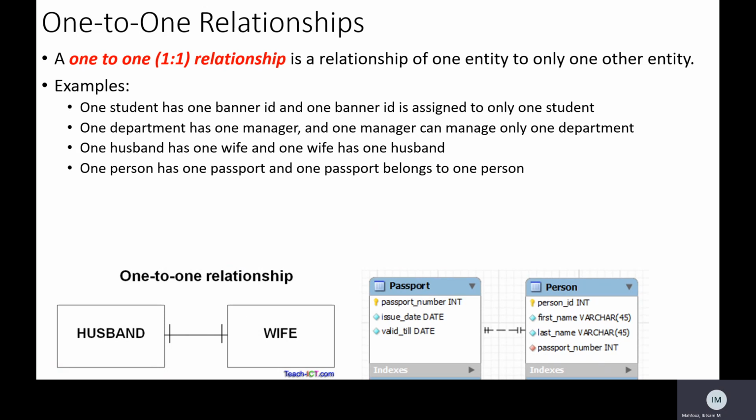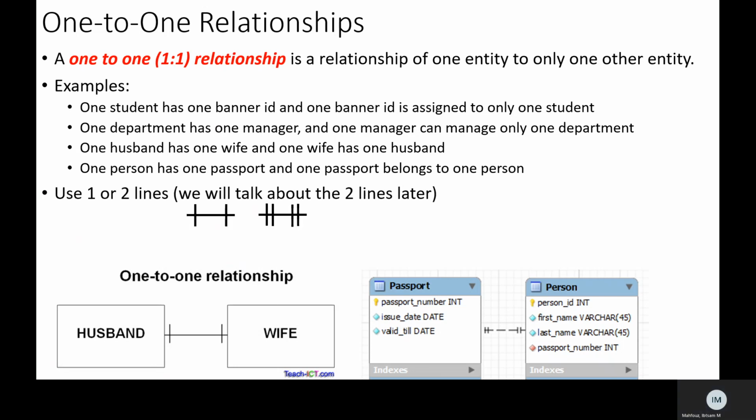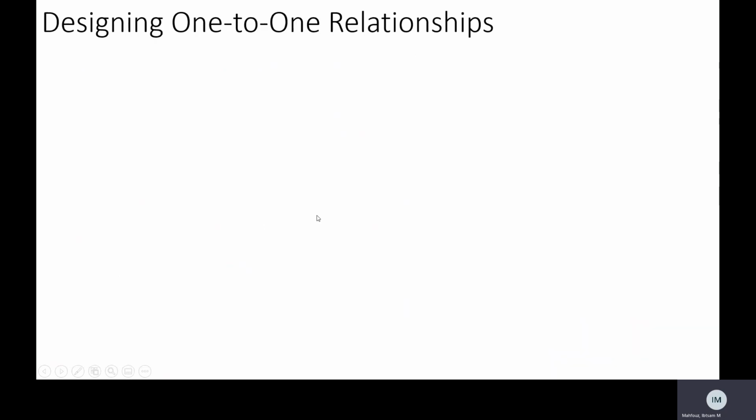How does that look in a table? Another example is one person has one passport and one passport only has one person. So here is another picture. Here we have those 2 lines instead of 1 line, and we're going to talk about what exactly these 1 line and 2 lines mean later, but just know that if you see a vertical line, that's a one-to-one relationship. So like I said, we'll see one line on each side, or we'll see 2 lines on each side.